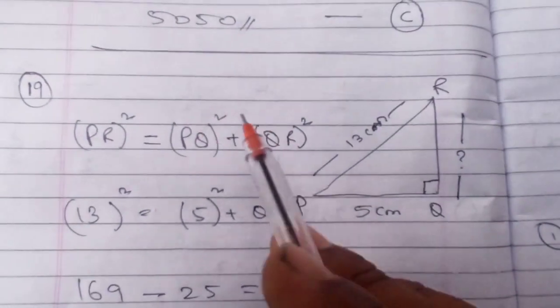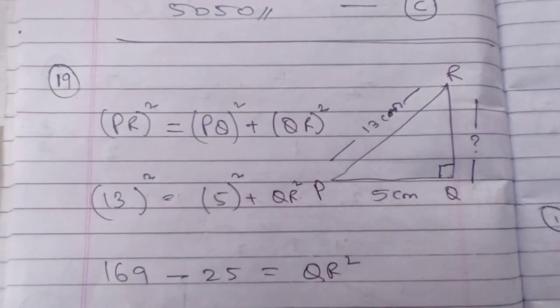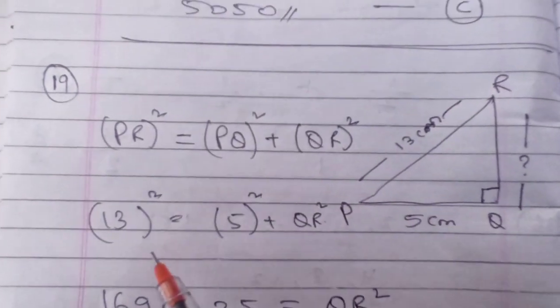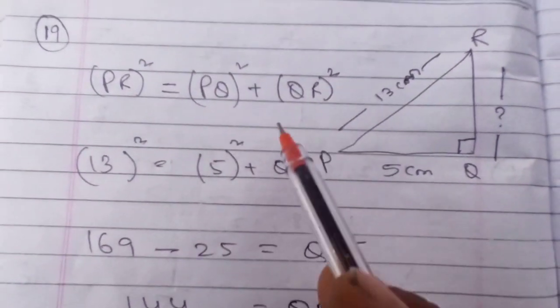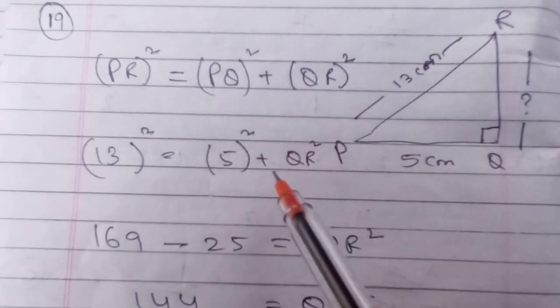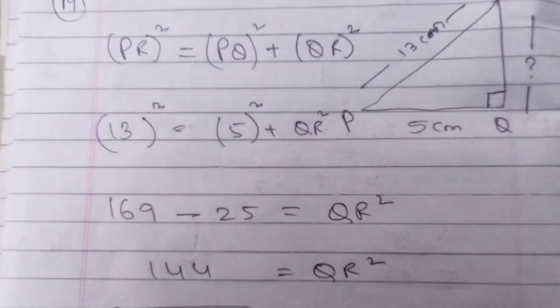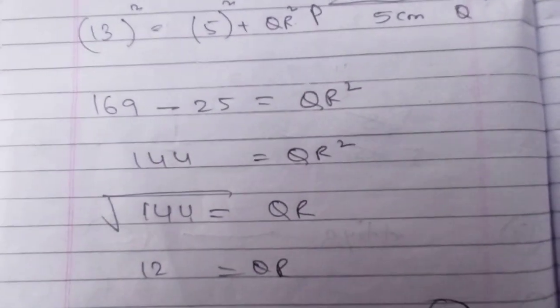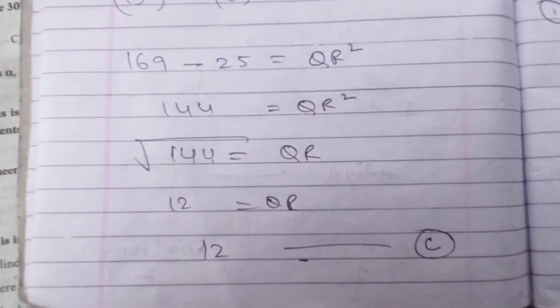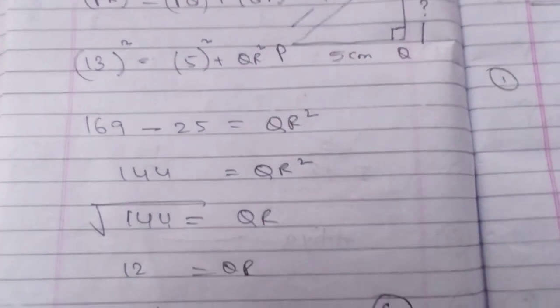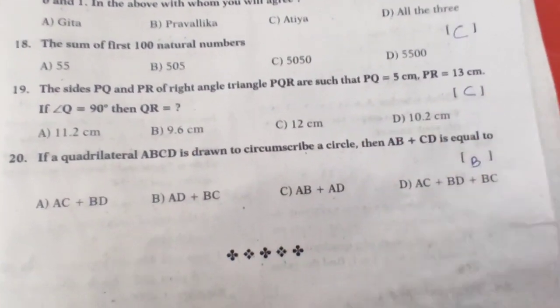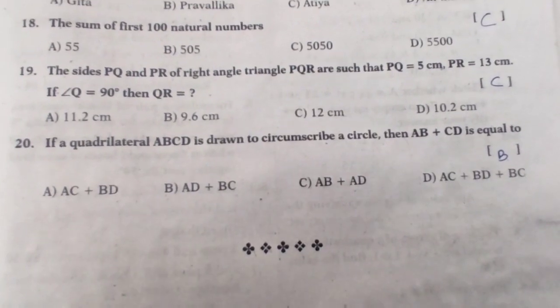So by using the Pythagoras theorem, hypotenuse squared equals opposite squared plus adjacent squared. So PR is 13. 13 squared is 169. 5 squared is 25. 25 plus goes to minus. If you subtract this, you will get 144. Square becomes root. The perfect square root of 144 is 12. So QR is 12. That's option C. Option C.